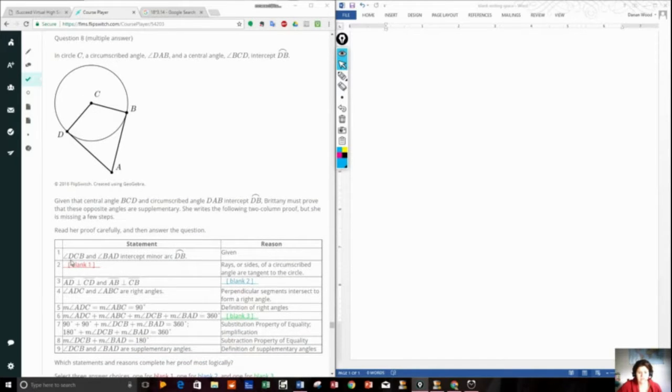Okay, angle DCB and angle DAB intercept minor arc DB. That's given. Blank one: rays or sides of circumscribed angles are tangent to the circle. Okay, so it's talking about rays or sides of a circumscribed angle being tangent to the circle. So that means they are talking about this angle, this side, and that side.